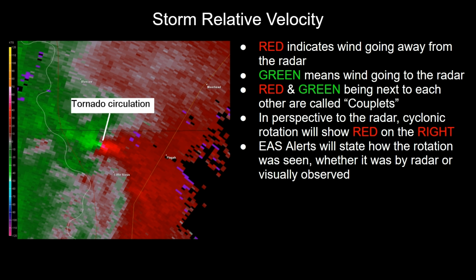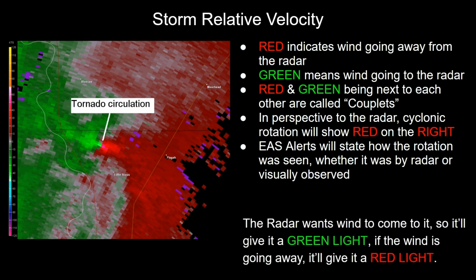When the red and green are next to each other, this is called a couplet. Remembering the perspective of the radar, cyclonic rotation can be seen when the red is on the right. When this is seen, an EAS alert will be requested to issue a tornado warning, which will also say how it was indicated. A way to remember velocity products is by thinking that the radar wants the wind to come to it, so it will give it a green light, and when the wind is going away, it'll give it a red light.